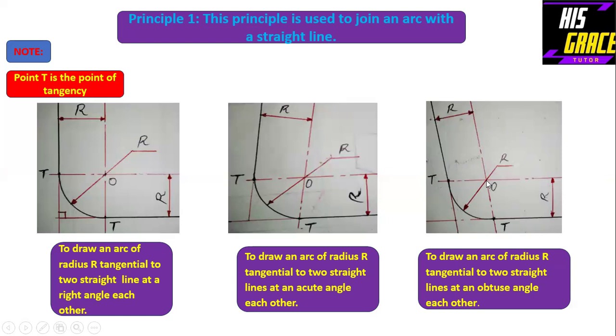So with the radius of this same distance, which I use 20 millimeters, putting the pinpoint at this point here, we can draw this arc that will blend these two straight lines together. Okay, so this is how we use principle one.